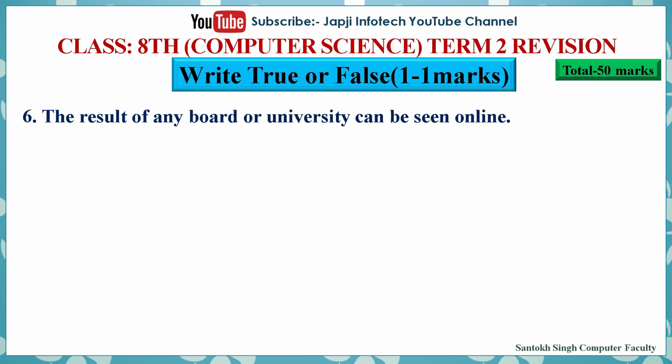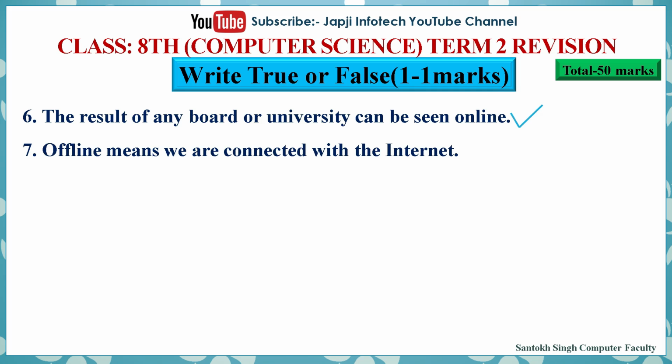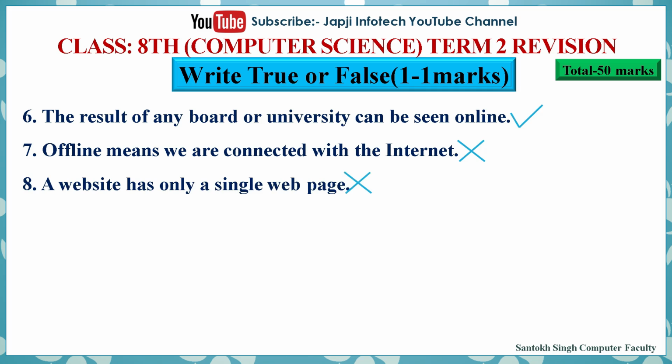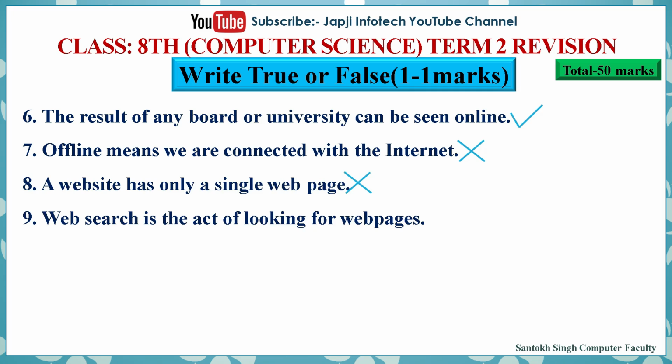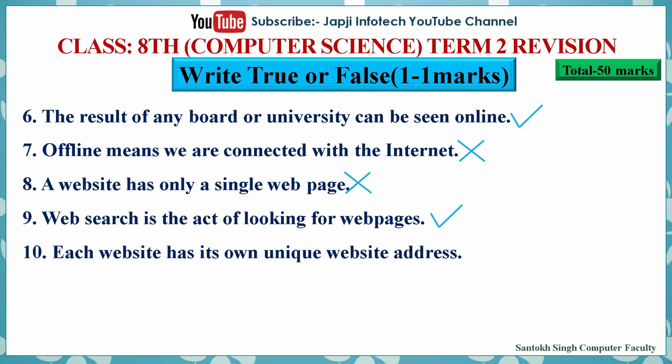The sixth one is, the result of any board or university can be seen online. Right. Seventh one is, offline means we are connected with the internet. Wrong. And eighth one is, a website has only a single web page. Wrong. Ninth one is, web search is the act of looking for web pages. Right. 10th one is, each website has its own unique website address. Right.